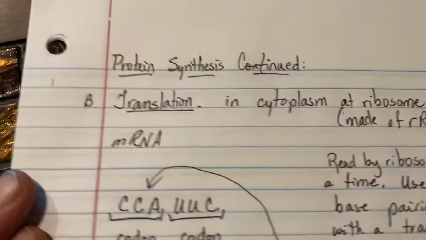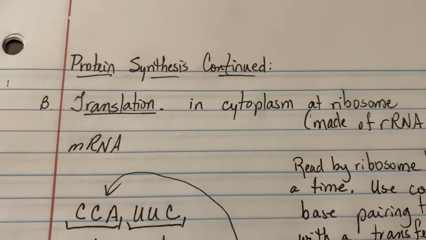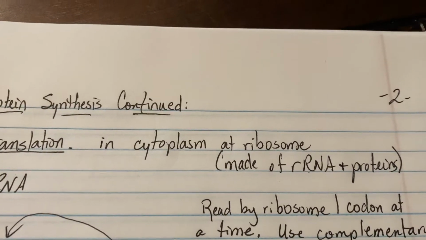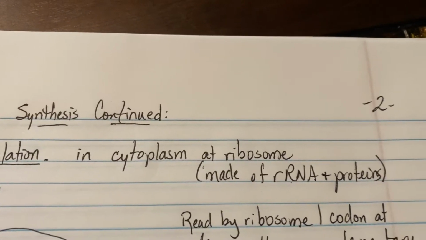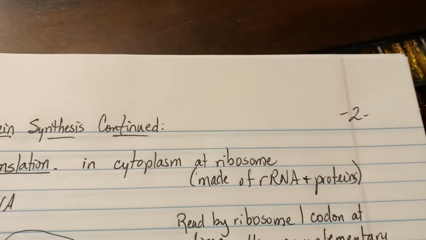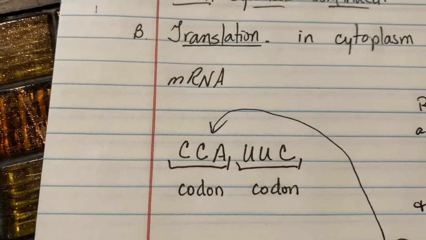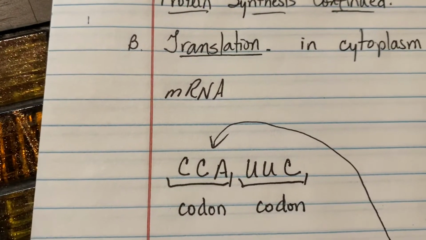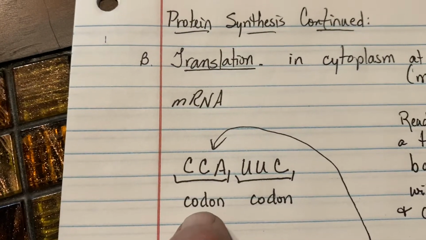Now, the second part of protein synthesis is what we call translation. And it's going to happen in the cytoplasm at the ribosome. And here's where we pick up another form of RNA. Ribosomes are made of ribosomal RNA and proteins. So we have our strand of messenger RNA, mature messenger RNA, that we had manufactured. And I wrote it in the other direction so you can more clearly see.